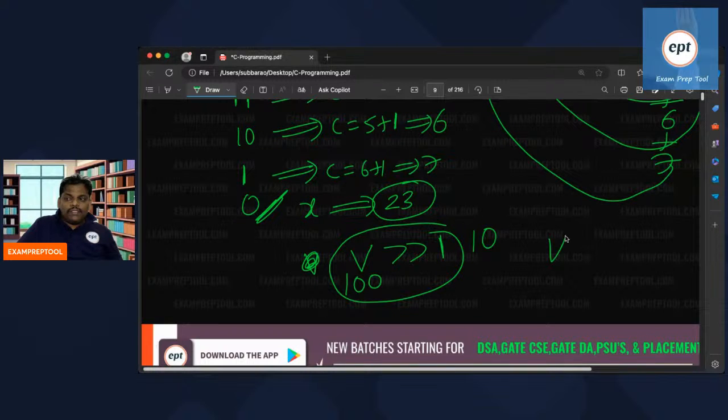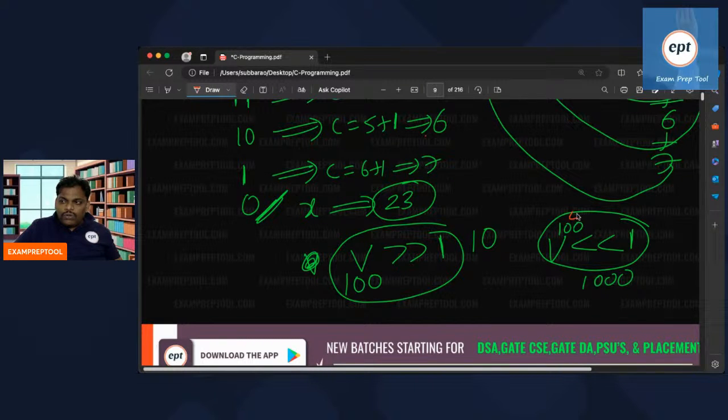Some people are asking, sir, what about this one? One time left shift. Assume that this is 1 0 0. If you do left shift one time, on the rightmost place a 0 is added. So what I mean to say is very interesting. Can you see this one?